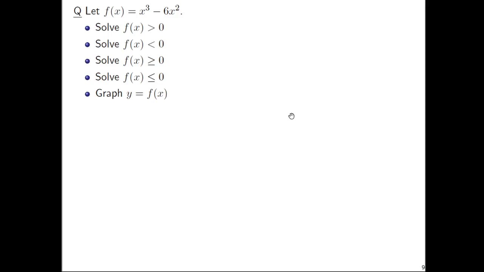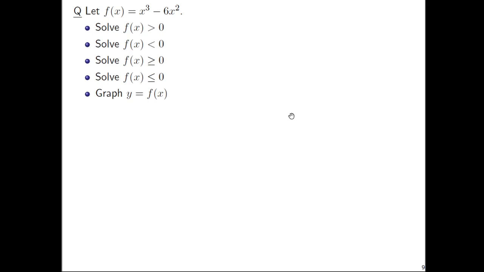Let's do another example. Let's look at the function f of x equals x to the third minus 6x squared. We're going to look at 5 parts. So we'll solve f of x is greater than 0, solve f of x is less than 0, solve f of x is greater than or equal to 0, solve f of x is less than or equal to 0, and graph the function.